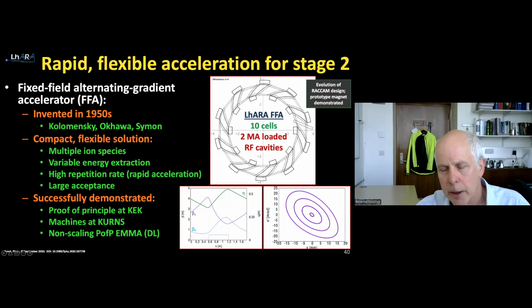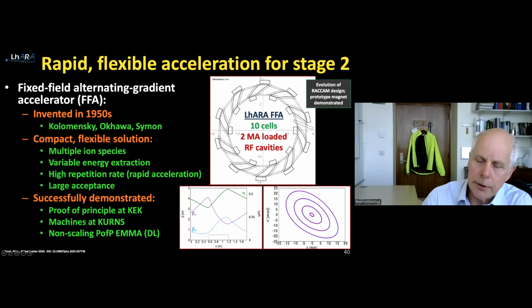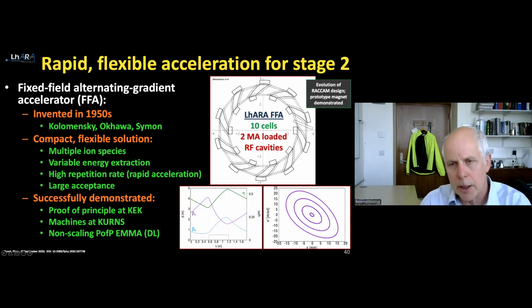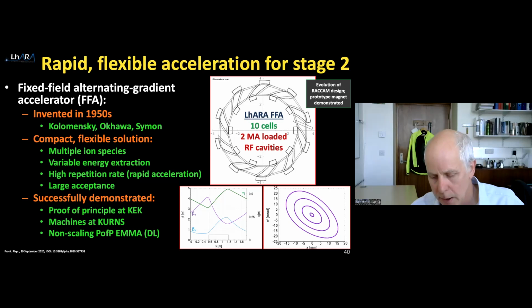For LhARA, we've developed a design which is sketched on the right-hand side. So we have a 10-cell design with a particular magnet construction which allows the beam radius to increase as the energy increases. We have 2 cavities. We need to change the frequency of the cavities, and we think we want to use magnetic alloy loaded RF cavities of a type which has been prototyped in Japan. And you can see the simulation studies at the bottom.